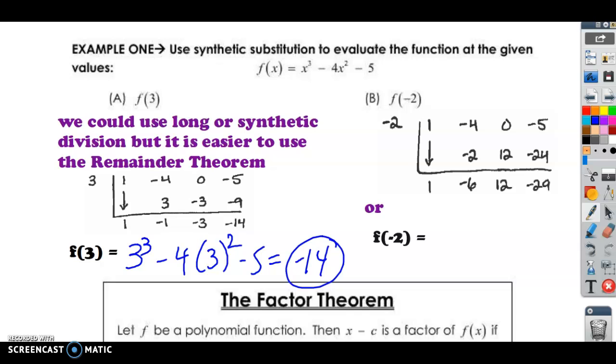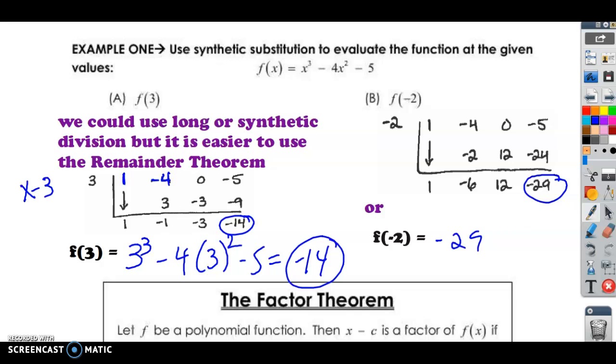So if I divide by x minus c, here's our c, 3. And I use the coefficients. 1 is for x cubed, negative 4 is for x squared, I have 0 x's, and I have negative 5 as my constant at the end. And you go ahead and divide. What do you have left? Negative 14. So there are 2 methods to these. Yes, you can use synthetic division. You will get the same answer as if you plug in the value. For f of negative 2, you should get negative 29.